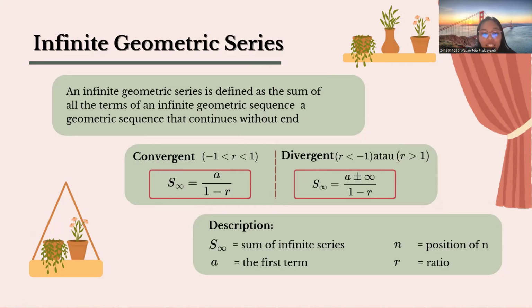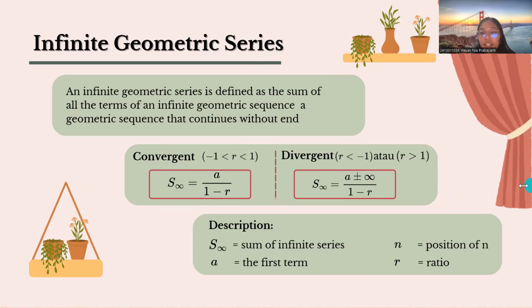S infinity equals A divided by 1 minus R. So where does this come from? This comes from the finite sum formula. When the absolute value of R is less than 1, the term R to the power of n approaches 0 as n approaches infinity. So the formula simplifies to A divided by 1 minus R.